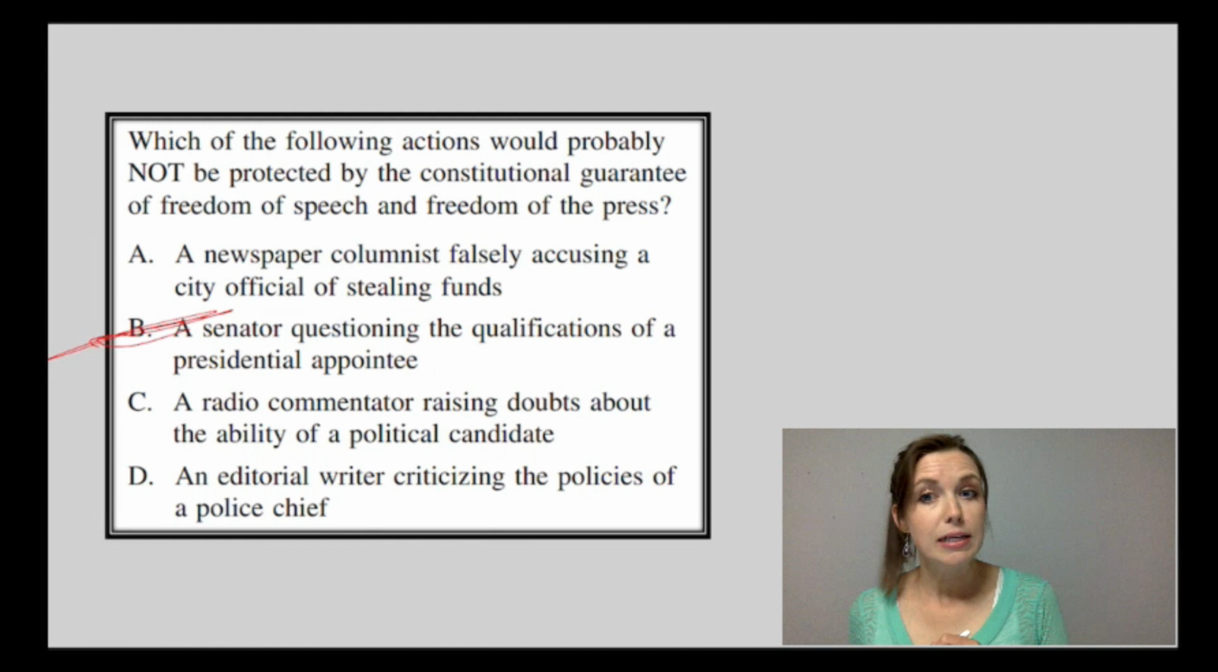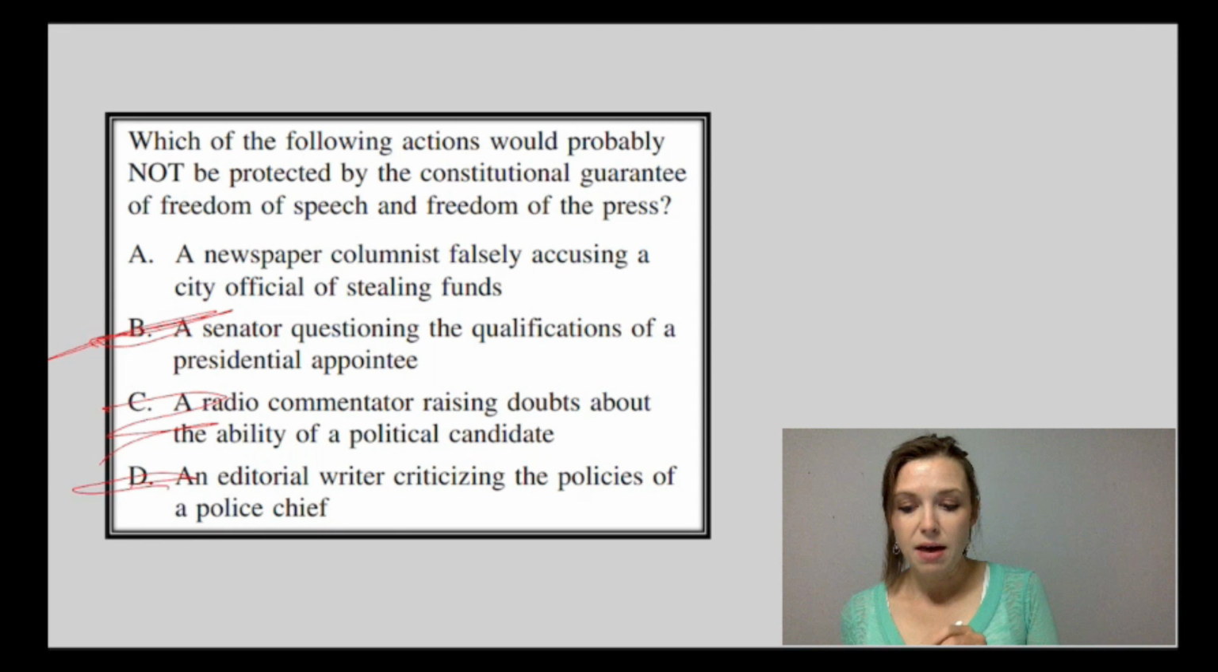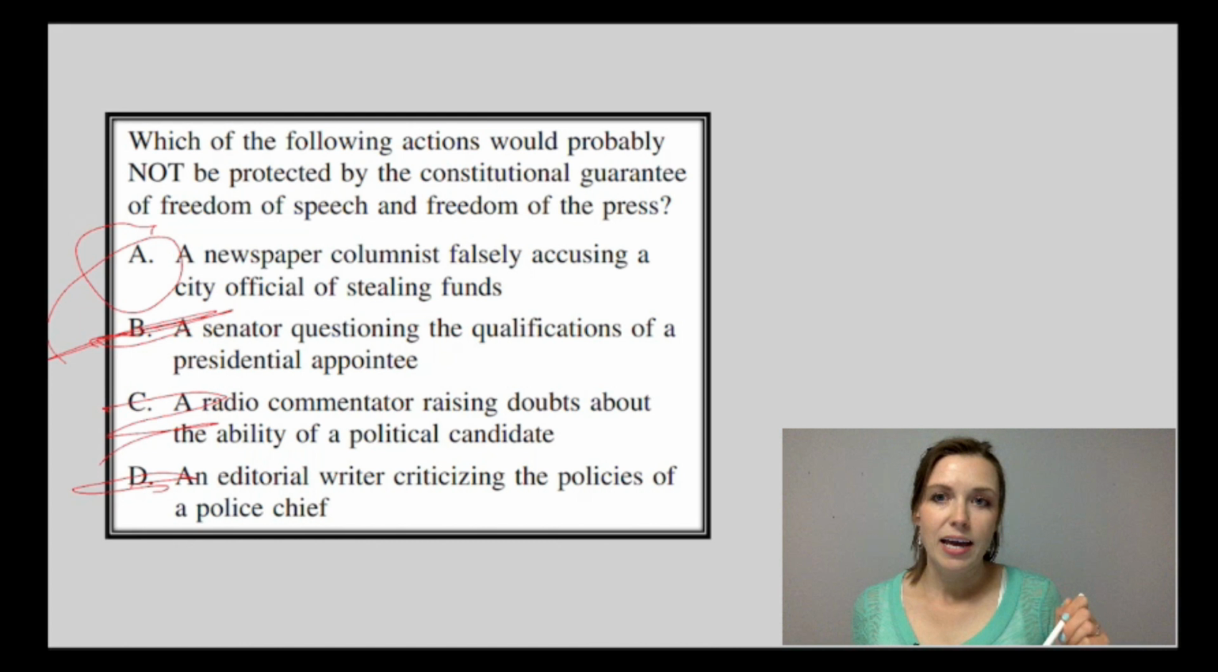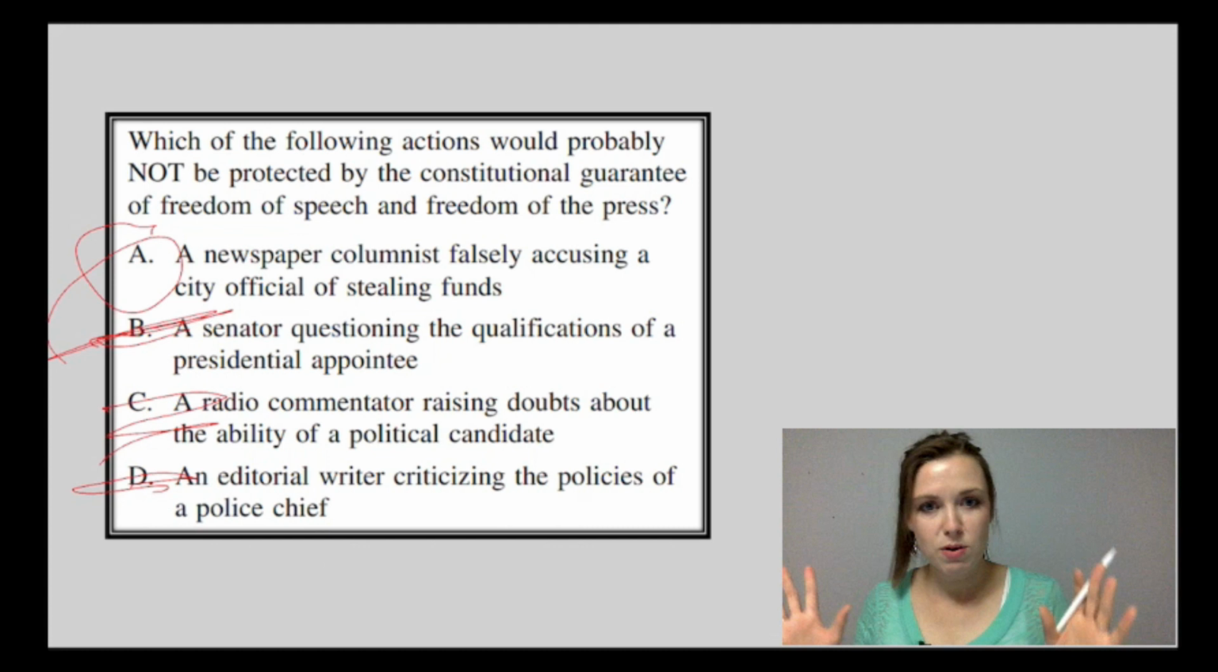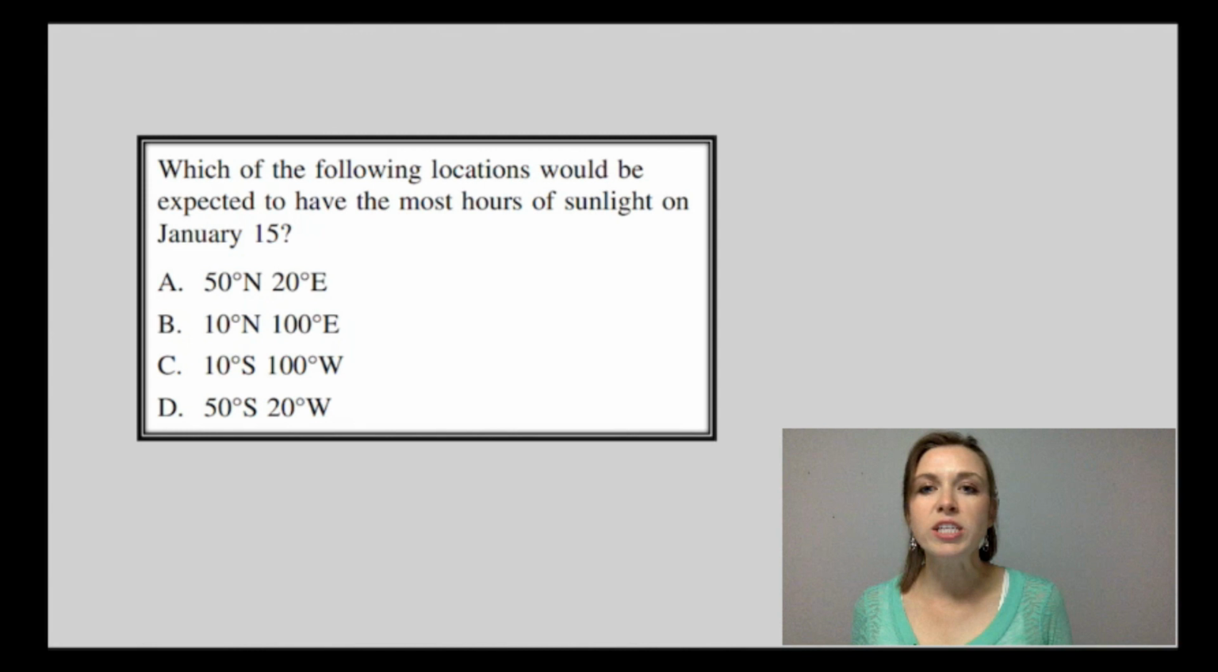Yep, they do that, and they can do that. Freedom of speech, freedom of press. An editorial writer criticizing the policies of a police chief. Again, same thing. But A is downright falsely accusing. It's lying, and that's not protected. That's not a constitutional guarantee. Hey, you can lie, and we'll protect you. No, that is not okay.